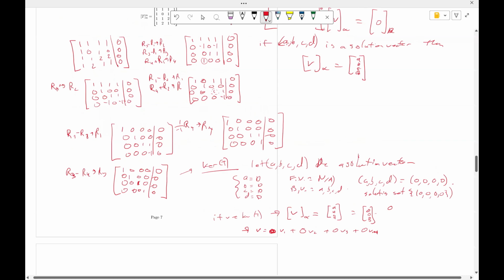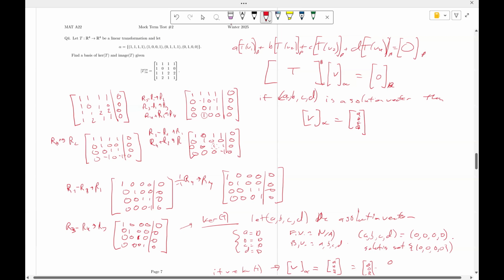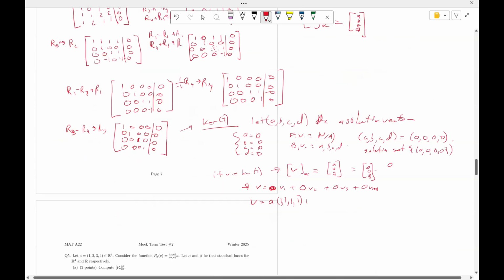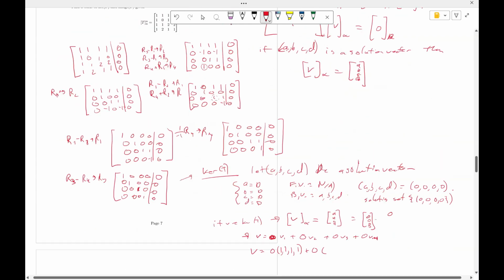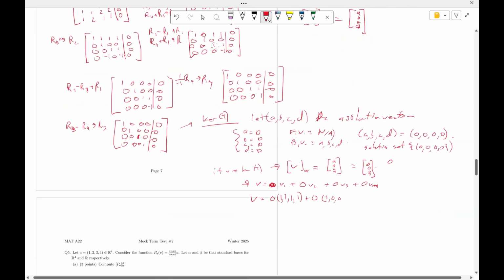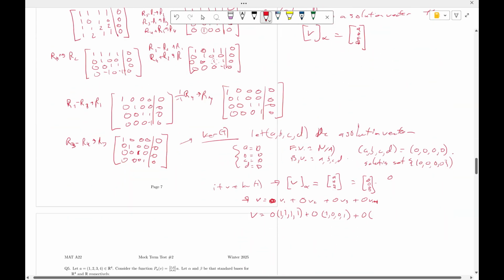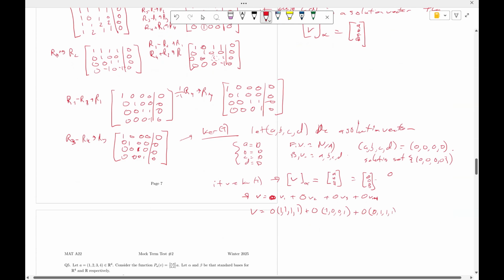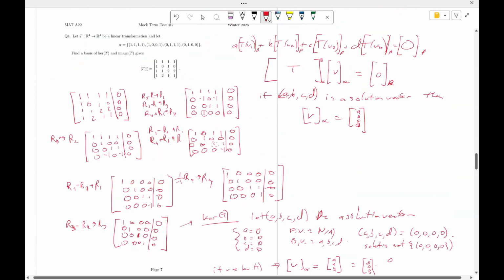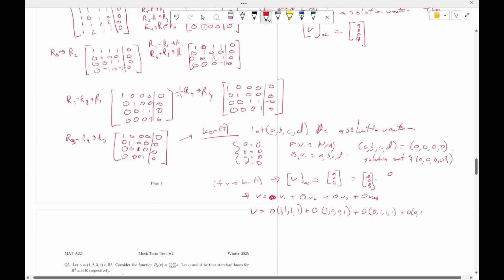So V is going to equal A times the vector 1, 1, 1, 1. Or sorry, 0 times that vector, plus 0 times the second vector, which is 1, 0, 0, 1, plus 0 times the third vector, which is 0, 1, 1, 1, plus 0 times the fourth vector, which is 0, 1, 0, 0. Which equals the 0 vector.